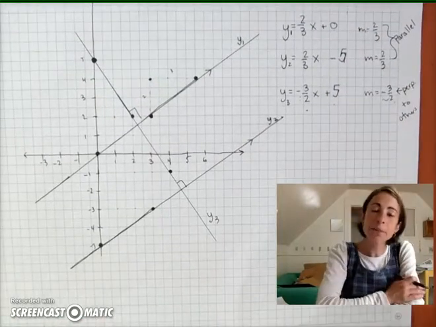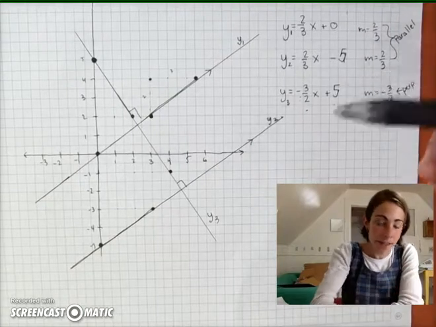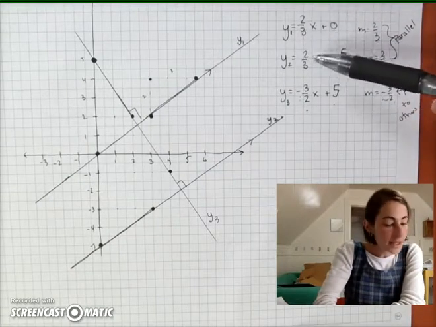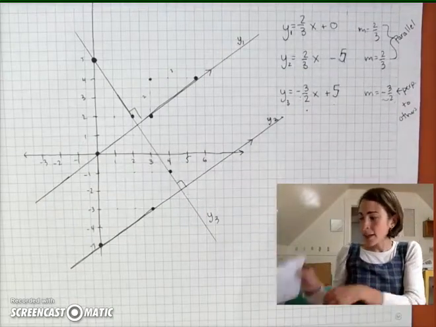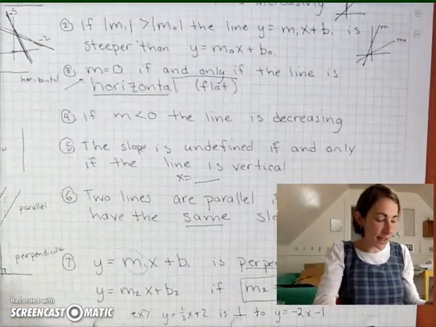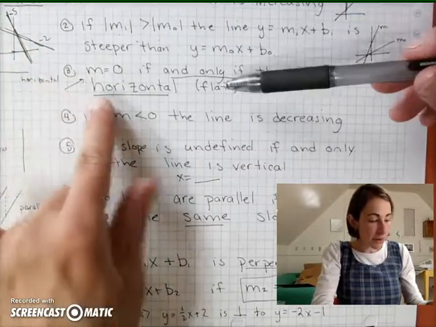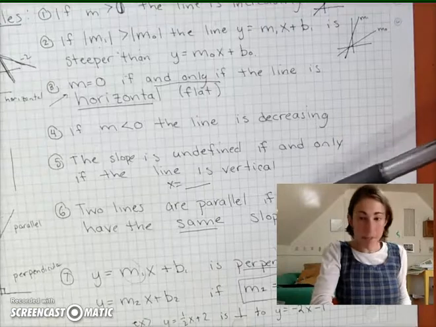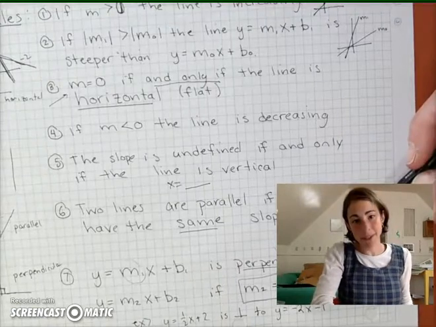Okay, so I hope this helps give you the link between how the number, which is the slope, can tell us about the picture. It tells us about things like steepness, about horizontal, about vertical, about parallel, and about perpendicular.